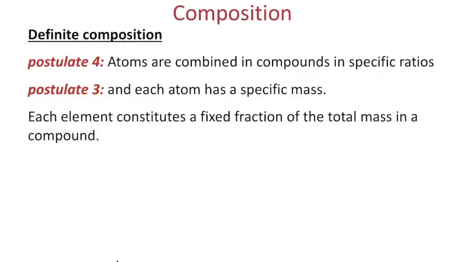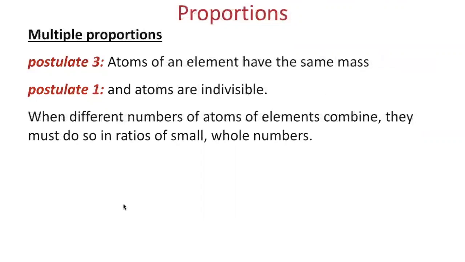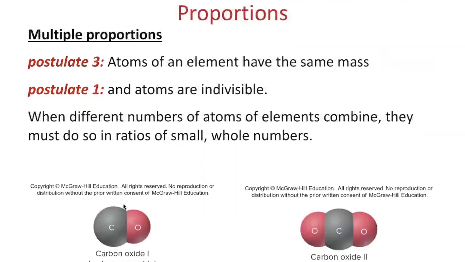Also, the definite composition is explained by postulate 4 and postulate 3. You don't necessarily need to memorize this, but it gives you an idea of how those different laws are explained through his theory. The last one is multiple proportions, which is explained by postulates 3 and 1.